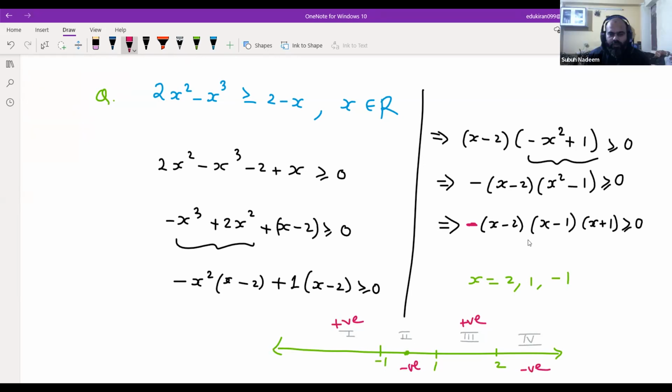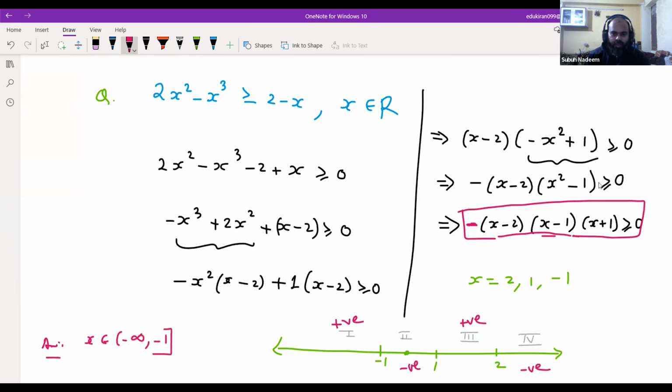Now we need to know where this is greater than equal to 0. So we'll say that the answer is x belonging to minus infinity comma minus 1, included with a square bracket, because here it is greater than equal to, it is a slack inequality, union 1 to 2 from this sign scheme.